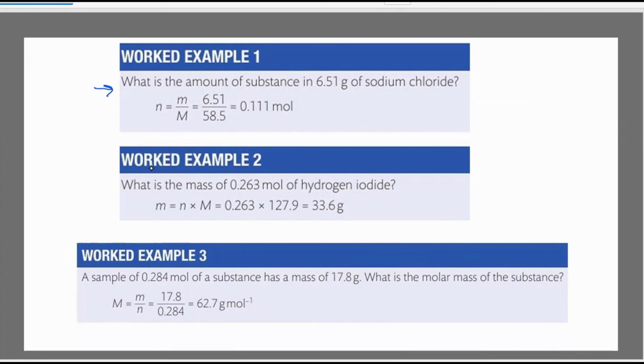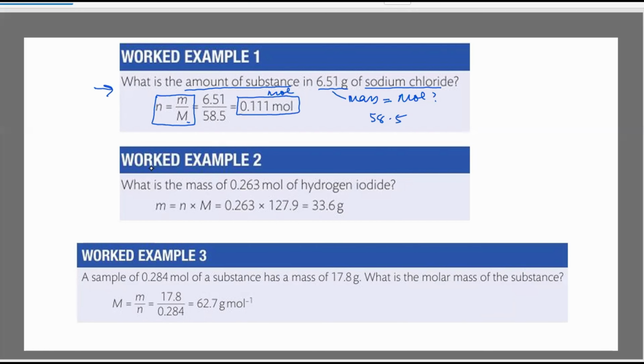Now, these questions are from your textbook itself. It says that you need to find out the amount of substance, meaning the number of moles, in 6.51 grams of sodium chloride. So this is given to you. This is basically the mass. In how many moles will this mass result, that you need to find out. So we again have the formula, moles equals mass over MR. The mass is 6.51, divided by the molar mass of sodium chloride, which is 58.5, and we will have the amount of substance in moles.